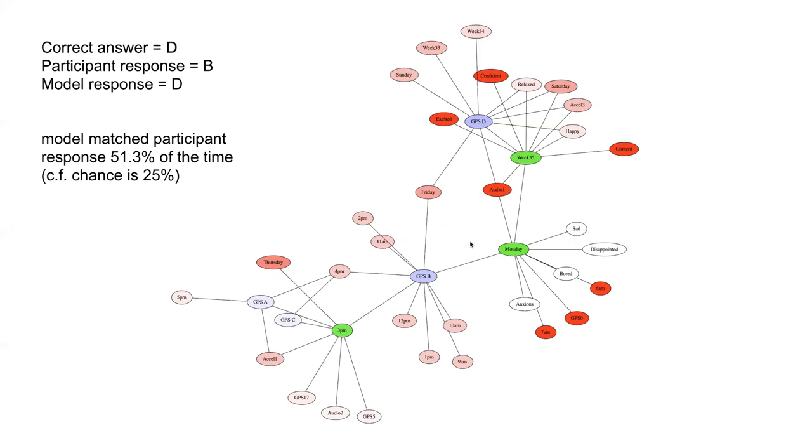So we went through and did this for all of our trials, from all of the participants. And the model was correct a bit over 51% of the time. And in this case, chance is 25%. So we're clearly capturing something about the nature of the memory process.